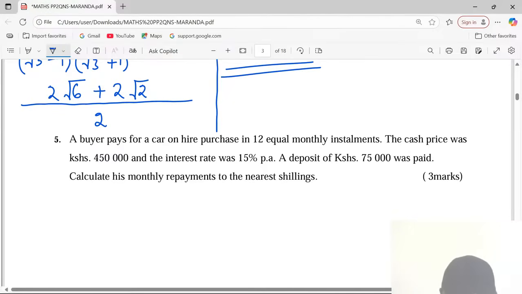We get to number 5, a question on commercial arithmetic.